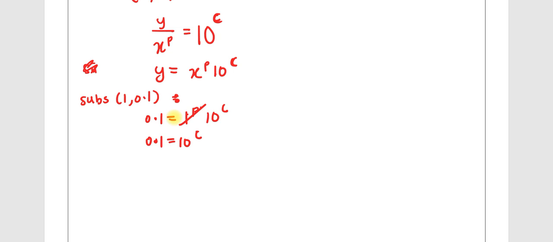If we want to solve, we can actually just use indices. Okay, what is 0.1 actually? 1 over 10 equals 10 power C. The 10, if we bring it up, becomes 10 power negative 1, right? So C is negative 1.